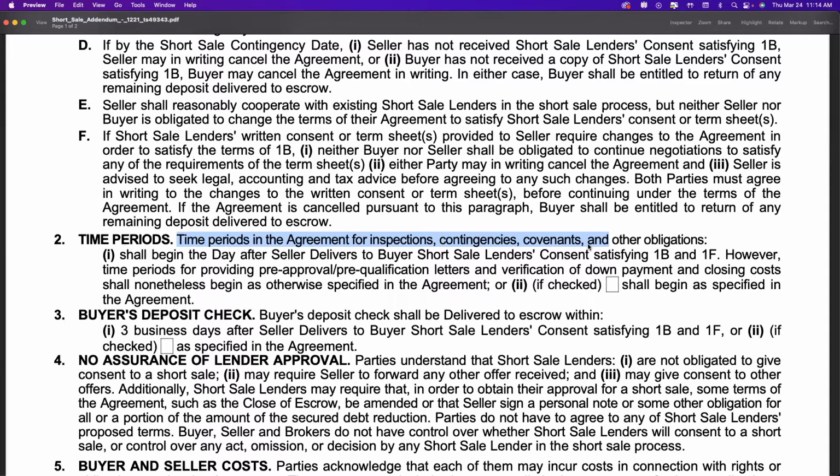Now, that could be true in a regular transaction also. I could pay for an appraisal, pay for a home inspection, and the deal could cancel, and the buyer gets nothing. And I think we do a poor job of explaining that to buyers anyway. But it's really important in this because this is a really long process. Short sales, we're waiting on somebody else.